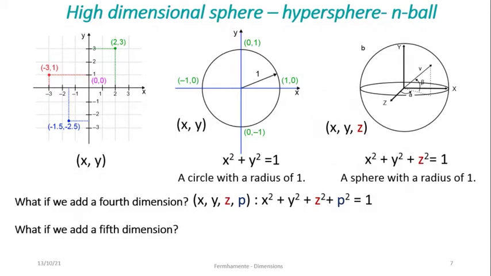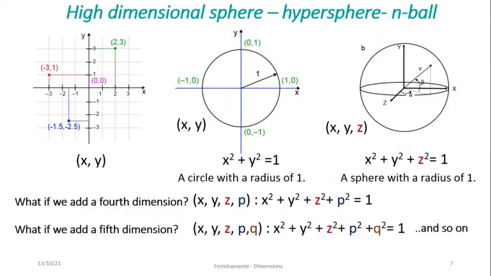So we can define a sphere in five-dimensional space with five coordinate axes, x, y, z, p, and q. A dimension becomes a purely symbolic concept and not necessarily linked to the material world at all.